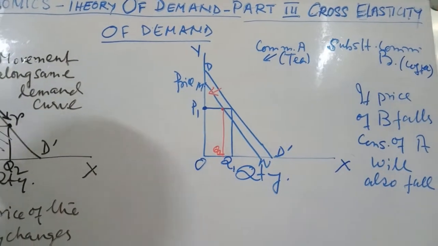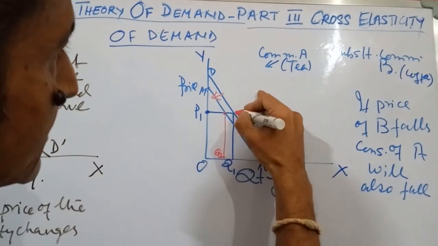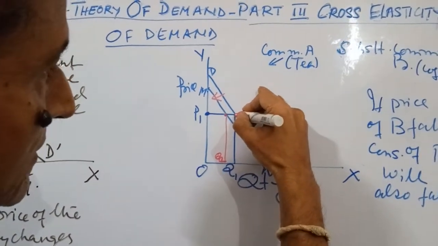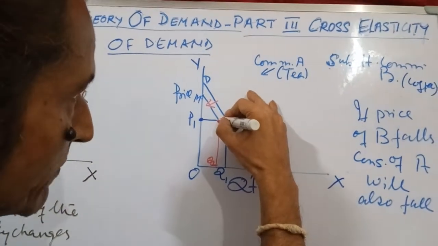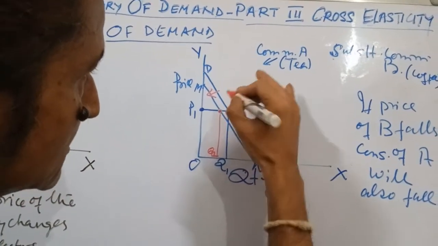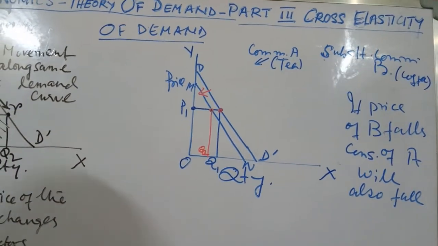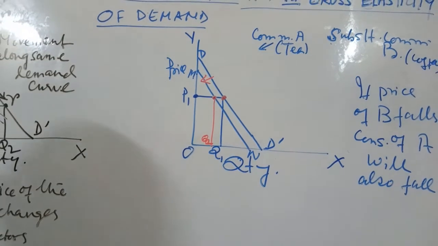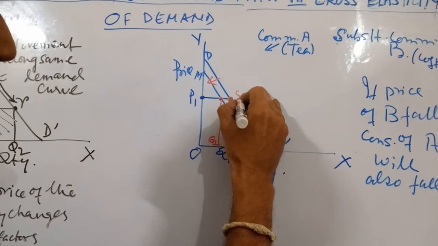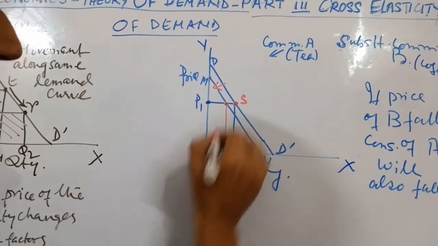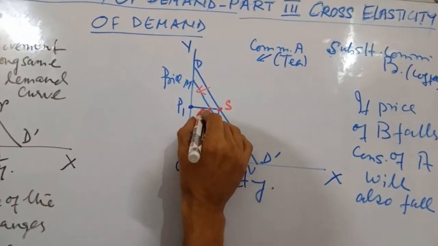So here you see, initially the consumer was in equilibrium at this point. That is, the consumer was in equilibrium in the sense that the consumer is deriving maximum satisfaction, because that is the motive of the rational consumer. So previously the consumer was at this point, say this is point S. Now the consumer has moved to point, say, U.